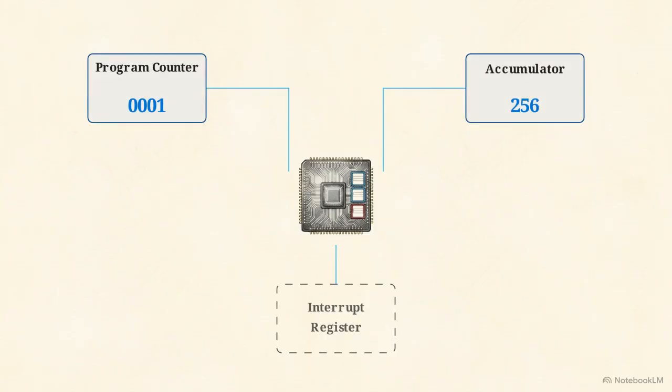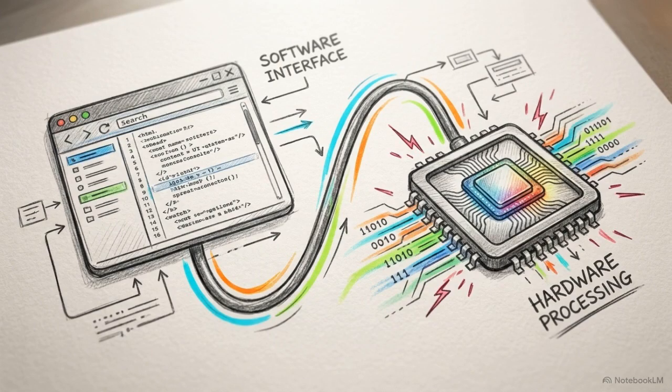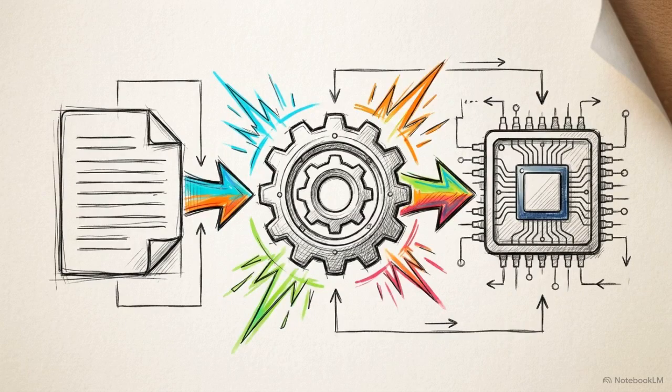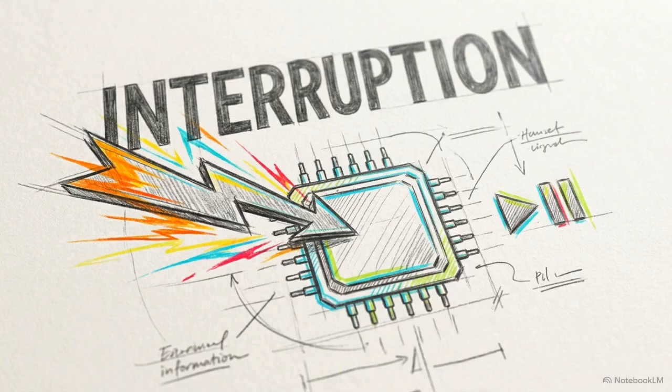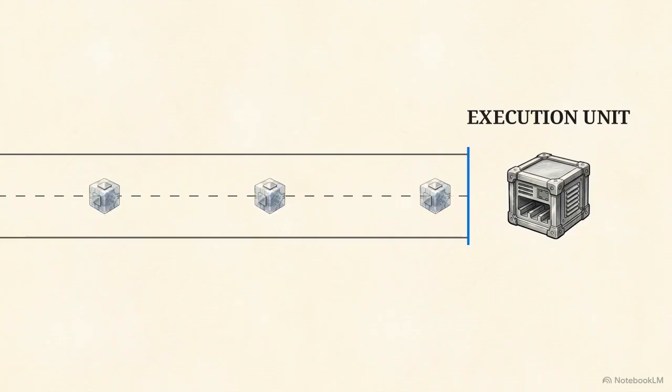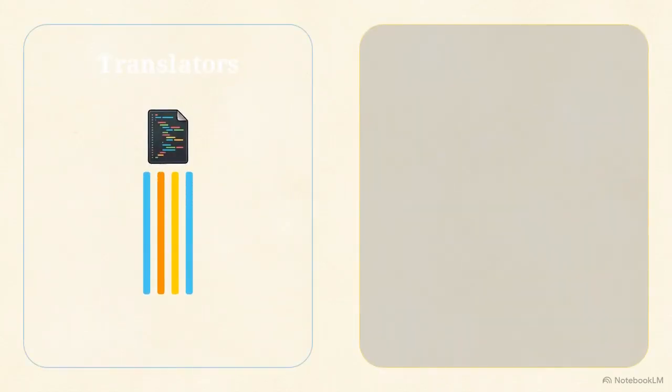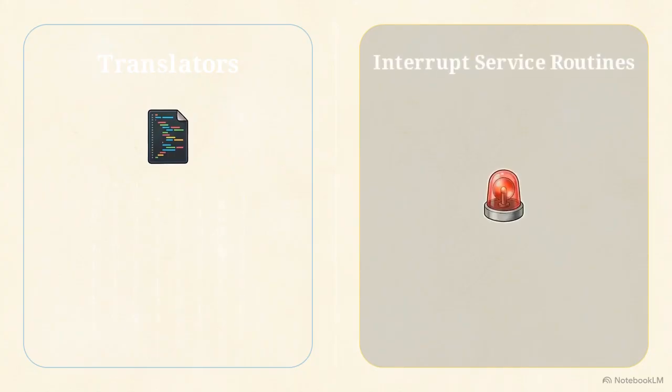To manage the execution of this binary, the CPU relies on specific internal hardware. Components like the program counter keep track of the current sequence, while the accumulator handles active calculations. Understanding how a computer actually runs your software requires solving two separate problems: how we translate our code into something the hardware understands, and how the hardware manages unpredictable events without losing its place. Because a processor executes instructions in a strict linear sequence, bridging the gap between human ideas and hardware reality requires two completely distinct systems: translators and interrupt service routines.